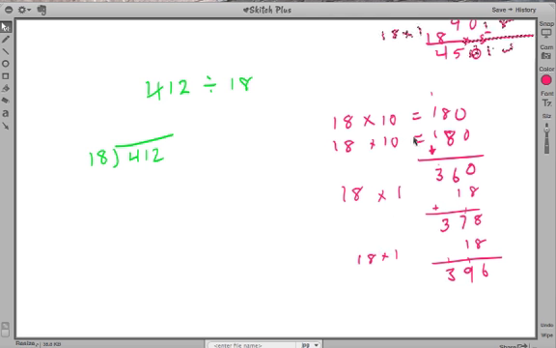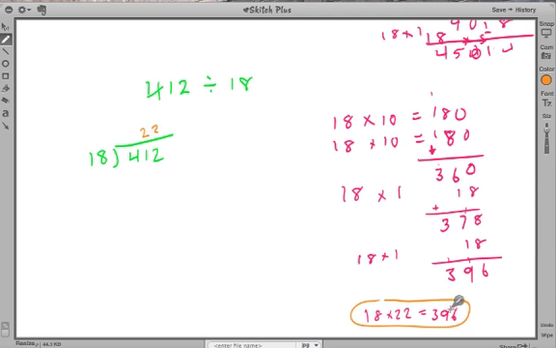And it's really okay to stop here. 10 plus 10 is 20. Plus 1 plus 1 is 22. So 18 times 22 is 396. So 18 goes into 412 22 times.